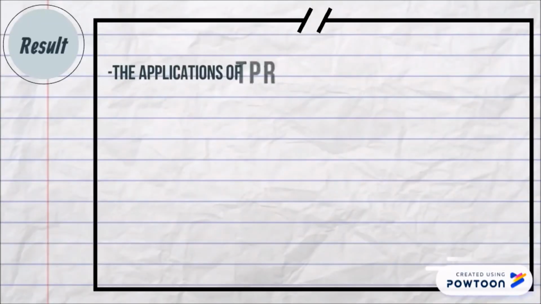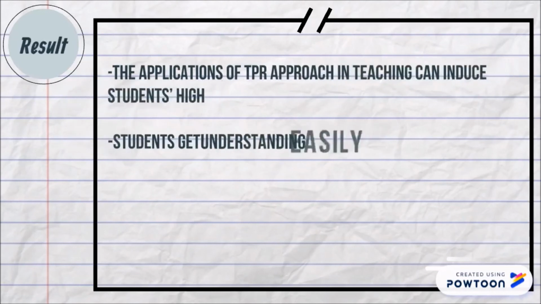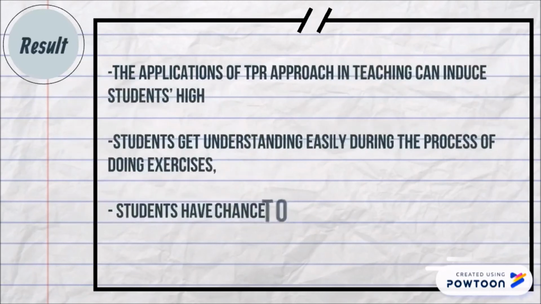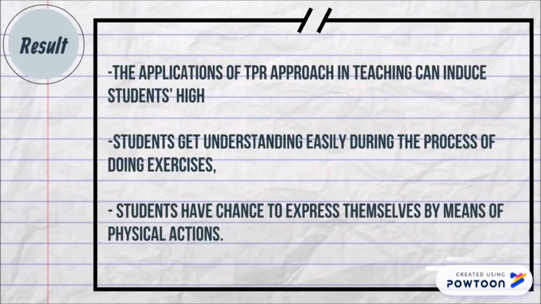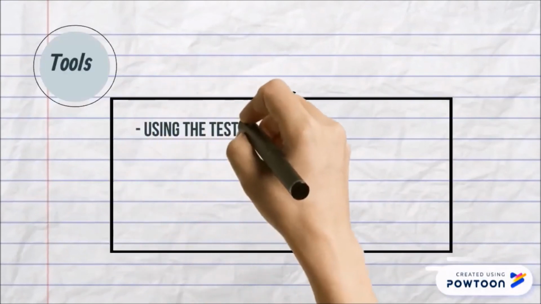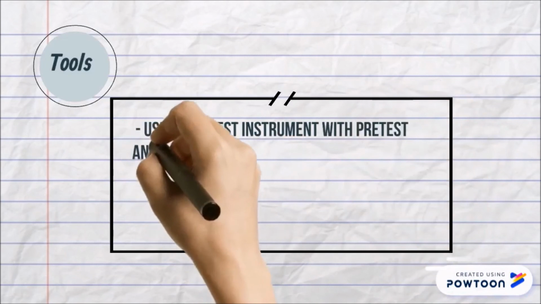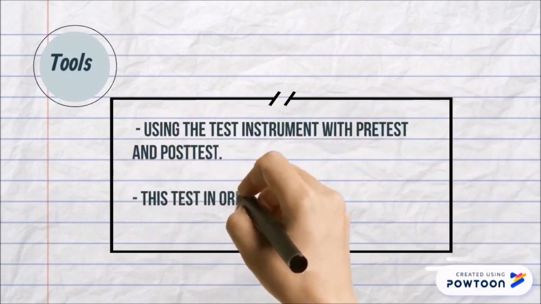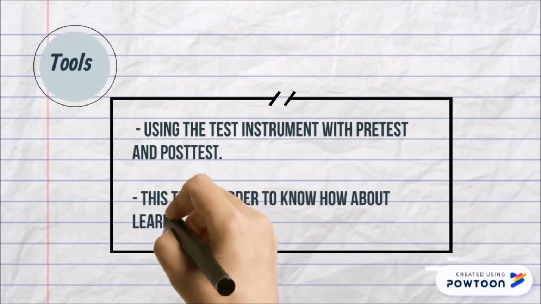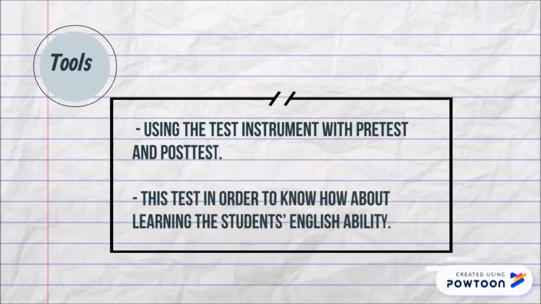The result is the application of total physical response method in teaching can induct students highly. The students get understanding easily during the process of doing exercises. Students have time to express themselves by means of physical action. The tools used in this research are the test instrument with pre-test and post-test. This test is to know the students' English ability.